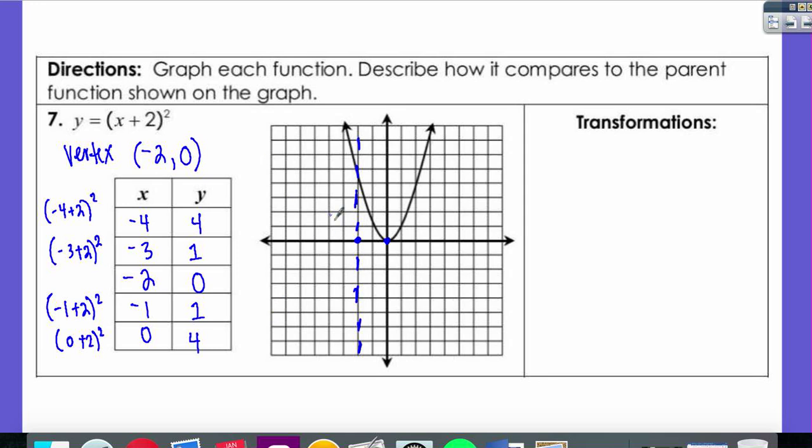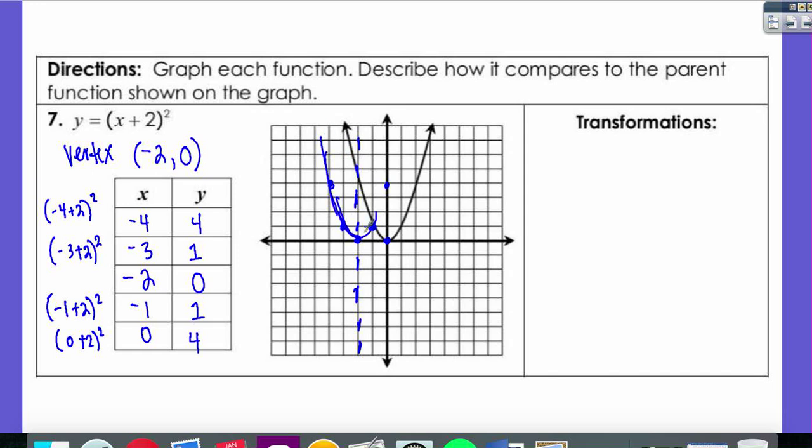So we need to plot our new ordered pairs. We've got (-4, 4), so 1, 2, 3, 4. Then (-3, 1), then (-1, 1), and (0, 4). Let me go ahead and draw this.